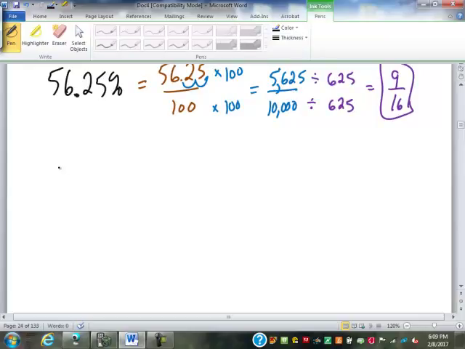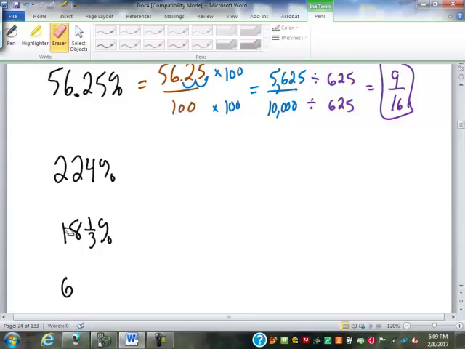Well, it's your turn. So why would you wanna know 9/16? To me, 56.25% makes more sense. I can see that easier than 9/16. So where in business would you wanna know, I mean, how does this apply in life? Very good question.